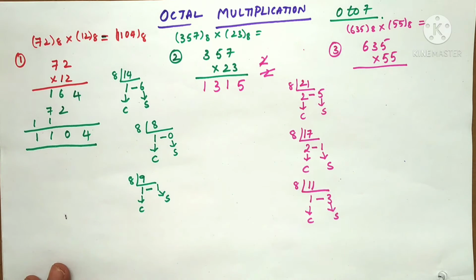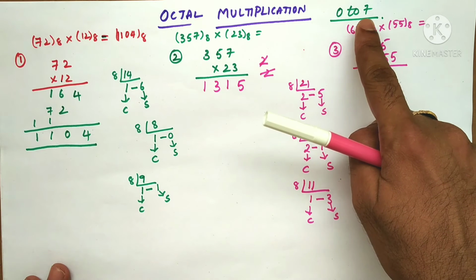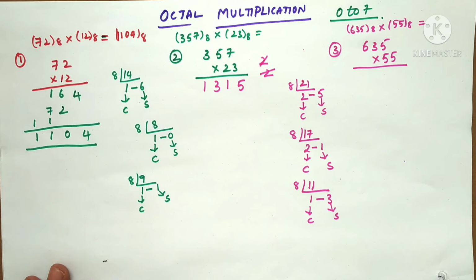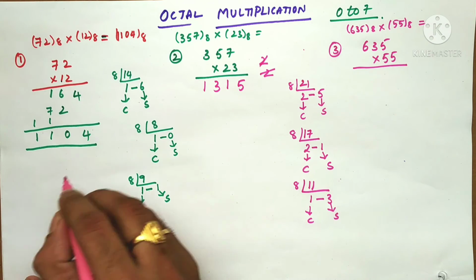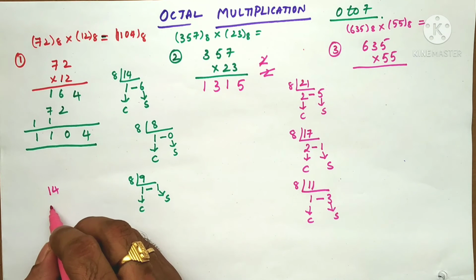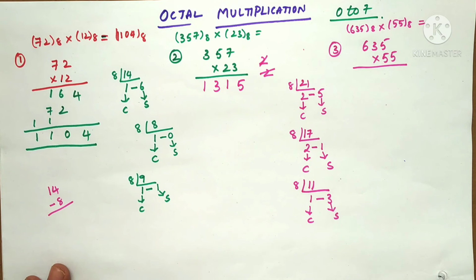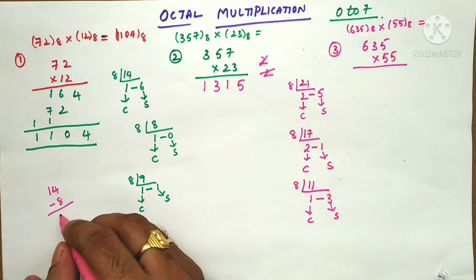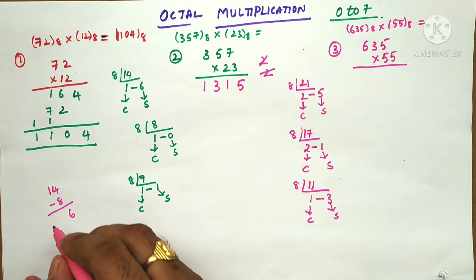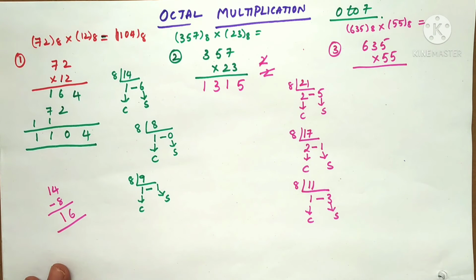Now multiply with 2. 2 sevens are 14. 14 is not an octal number. It's a decimal number. So we need to convert 14 into octal by dividing with 8. And the trick is there. From 14 subtract 8. Okay. The value is 6. How many times have I subtracted 8? Only one time. So put 1 here. So this is the answer. If we convert 14 into octal, the answer must be 16.